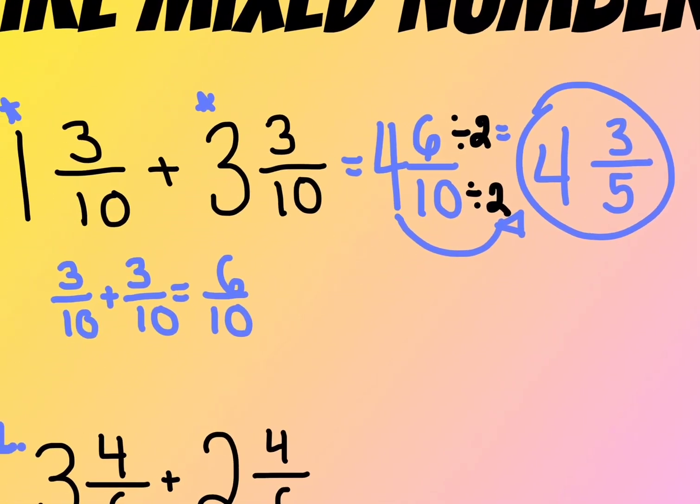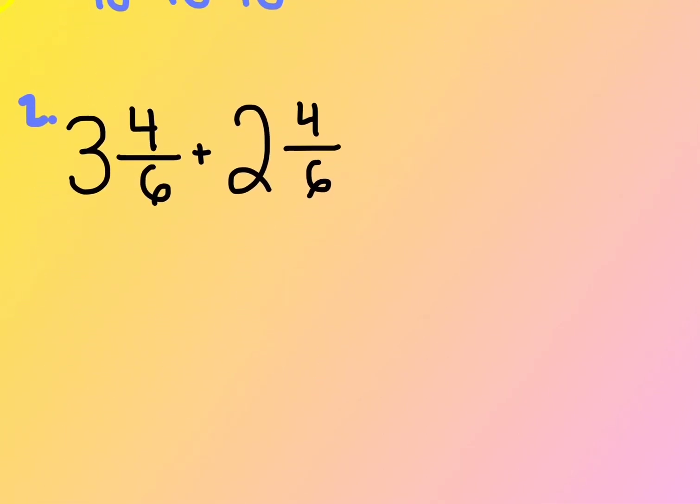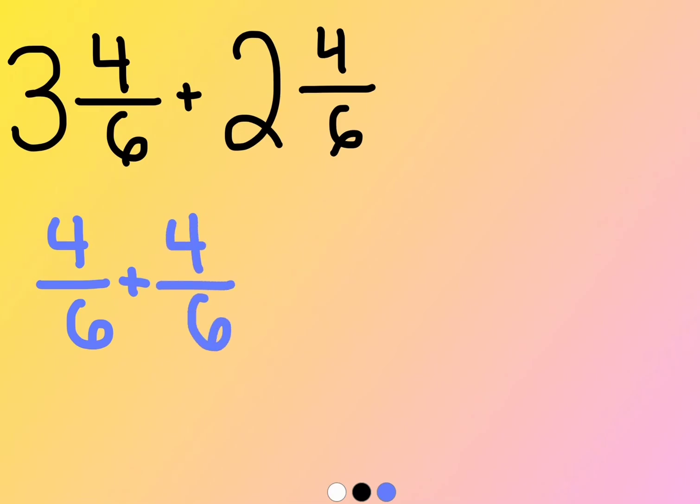If I have 1 and some change plus 3 and some change, I'm going to get 4 and some change. Number 2 is a problem where you are going to have to regroup. So what does that look like? You're going to start by adding your fractions. 4/6 plus 4/6. If I start with a 6 and I add a 6, I'm going to end up with 6. And 4 plus 4 is 8.